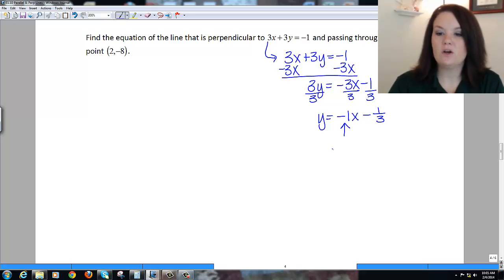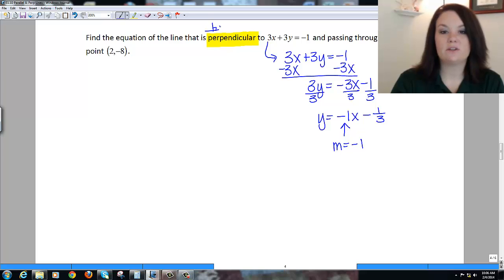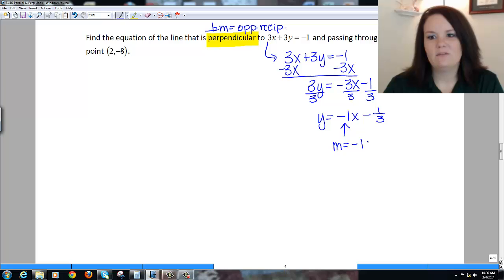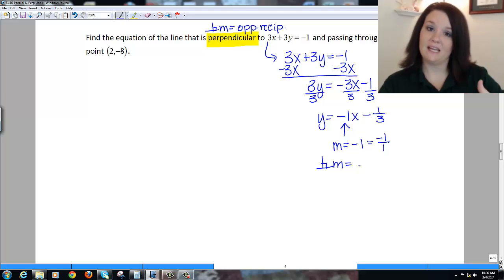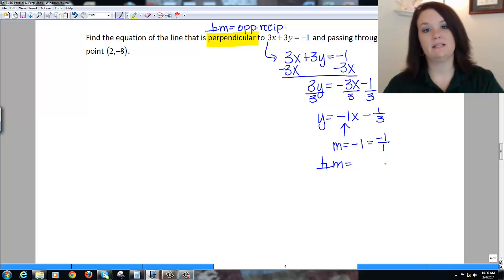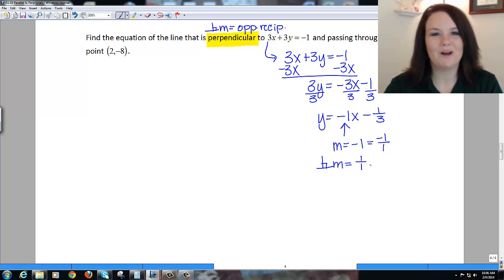So I'm looking for the slope here. The slope of this line is negative 1, and notice I want the perpendicular slope. So if I want the perpendicular slope, then that means I have to do the opposite reciprocal. Since my slope is negative 1, if I were to write that as a fraction, that's the same as negative 1 over 1. So to find the perpendicular slope, I do the opposite reciprocal. I'm going to change it from a negative to a positive, and then flip it upside down, which if I flip it upside down, I still get 1 over 1, which is still just a positive 1. So that means that my perpendicular slope is 1.